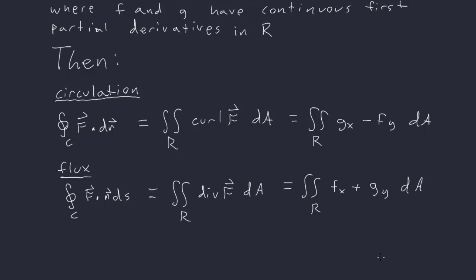So what we're basically saying is that the circulation, which is this line integral, is the same thing as the double integral of the curl of F over R. Or the flux, which is this line integral over C, is the same thing as the double integral of the divergence of F. This is actually a really fascinating property. I think so anyway.